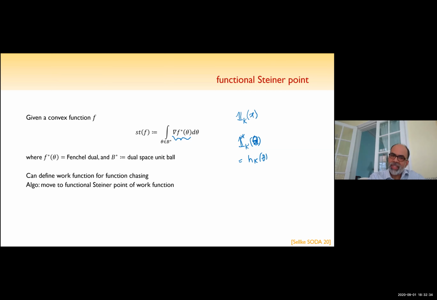Move to the functional Steiner point of the work function. You don't need guess and double. It works for all norms. In fact, his proof shows that our algorithm works for all norms as well, but our proof does not show that. So his proof is stronger in that sense. And it's a general unified view. If you're interested, have a look at his paper. It's short and sweet.